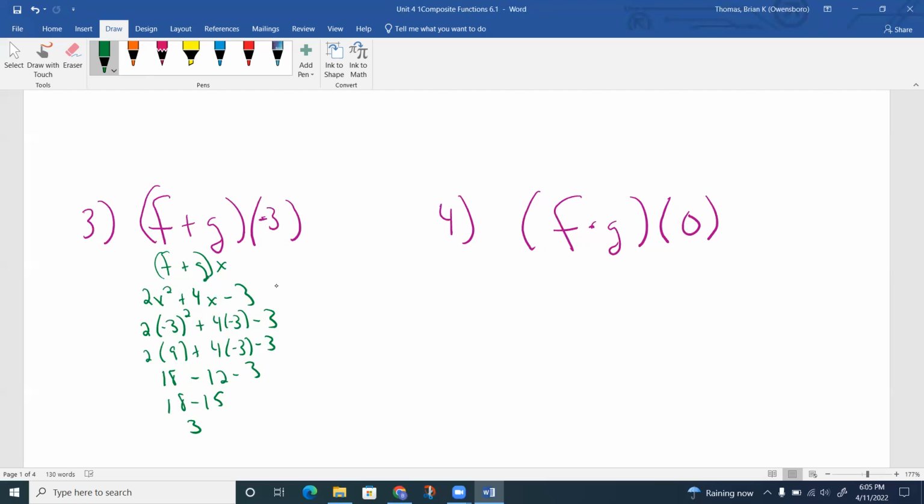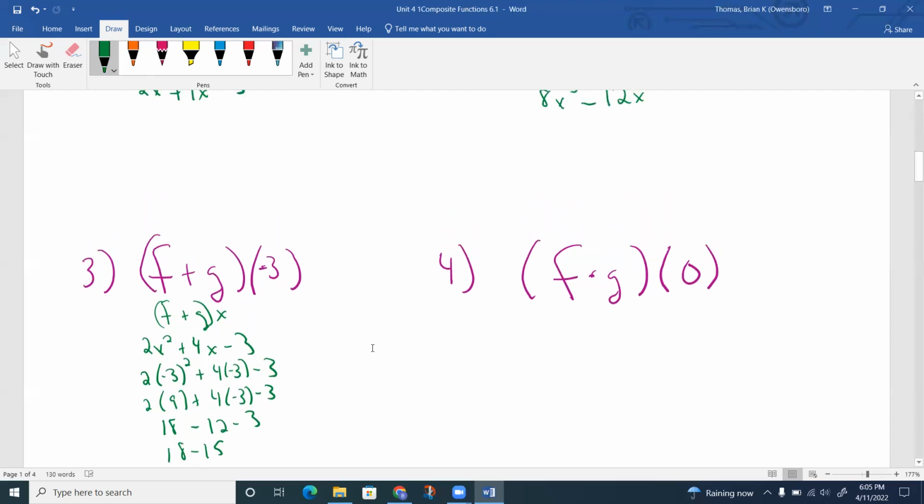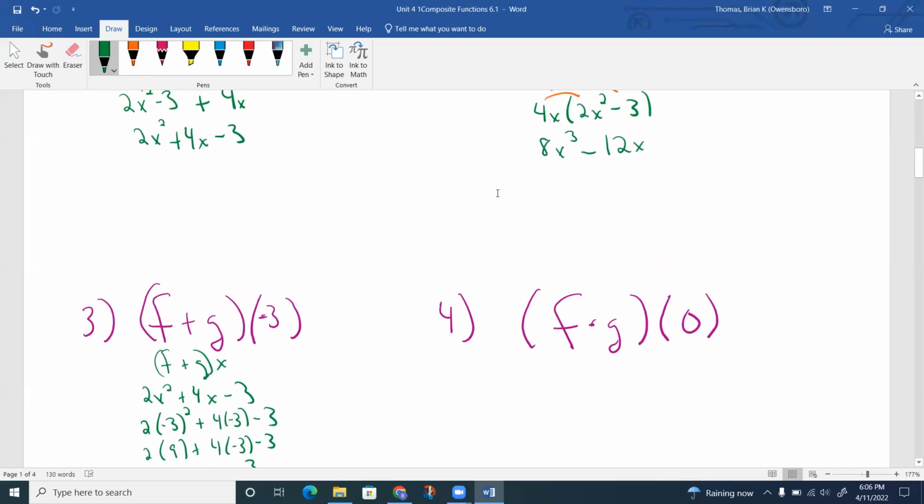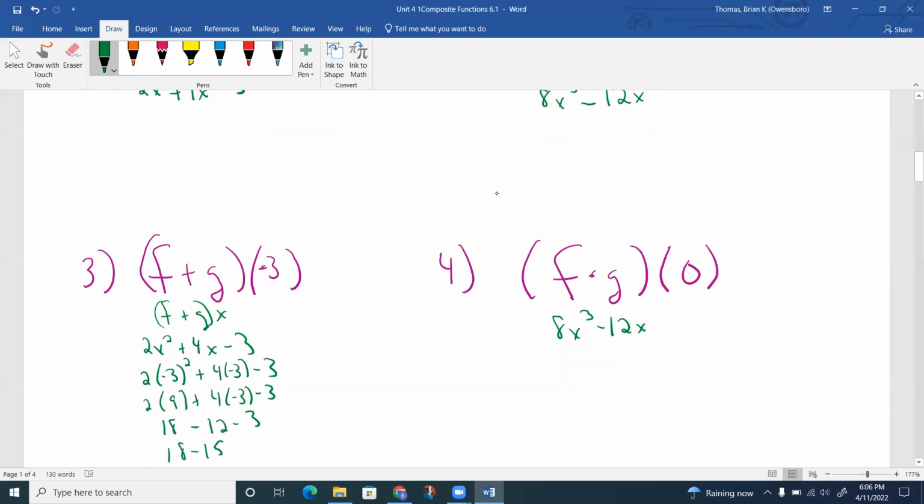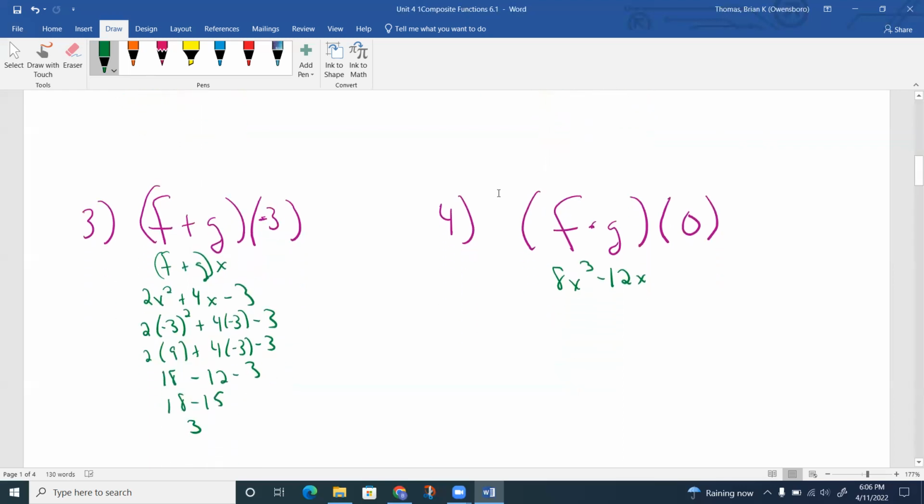If I want to evaluate f times g of 0, remember our function was 8x cubed minus 12x. To evaluate f times g of 0, we replace x with 0. We substitute 0 in for x. So it's going to be 8 times 0 cubed minus 12 times 0. Following the order of operations, we have to cube the 0 first. That's still going to be 0.